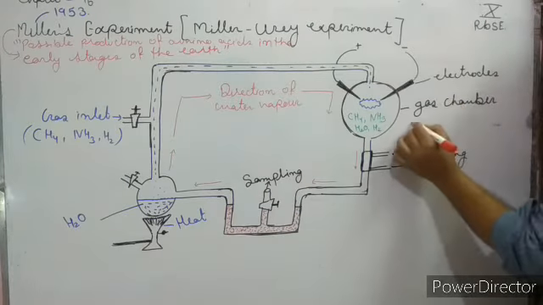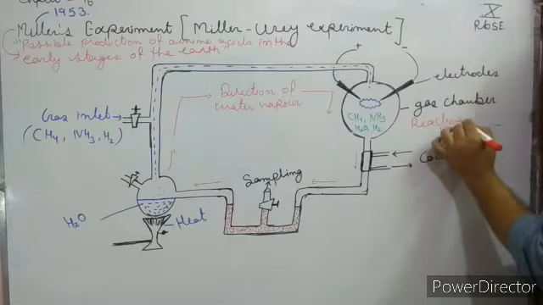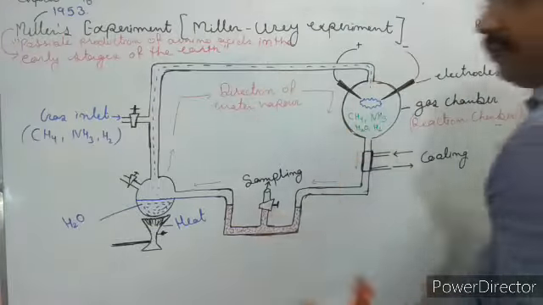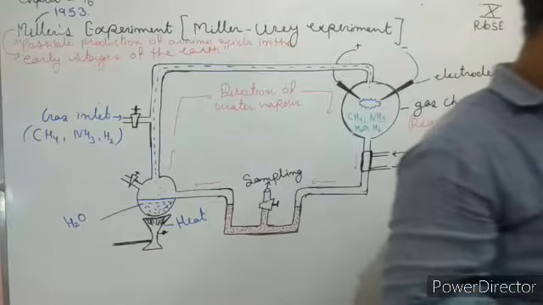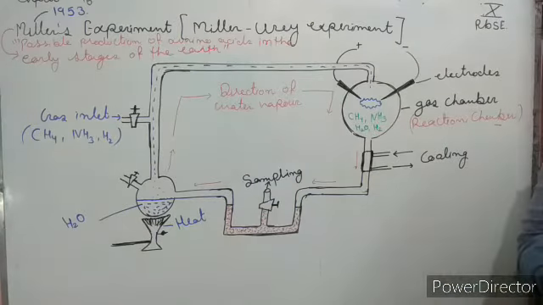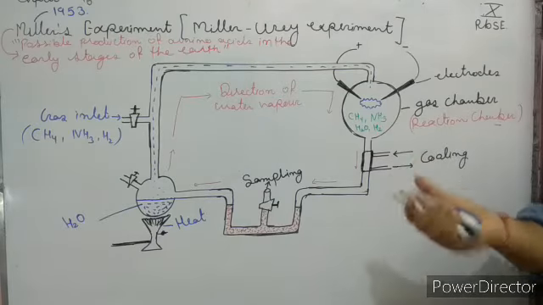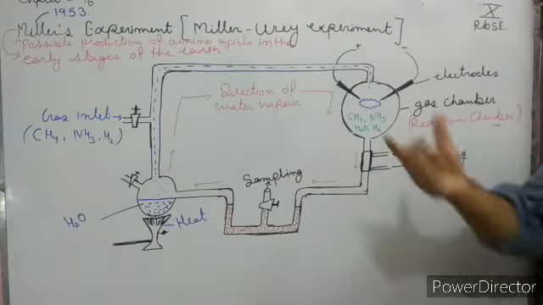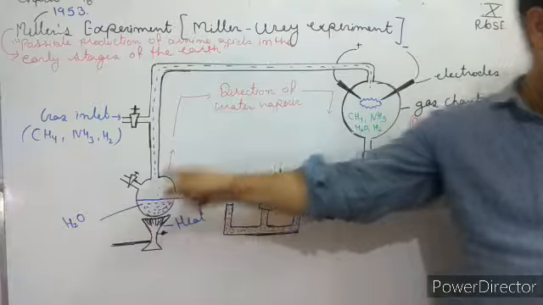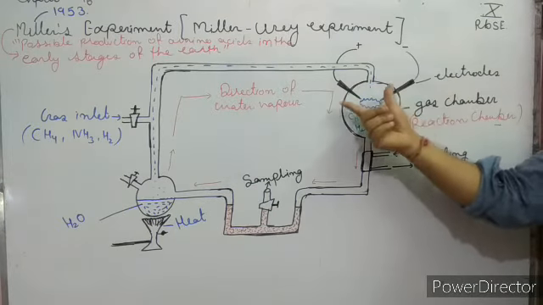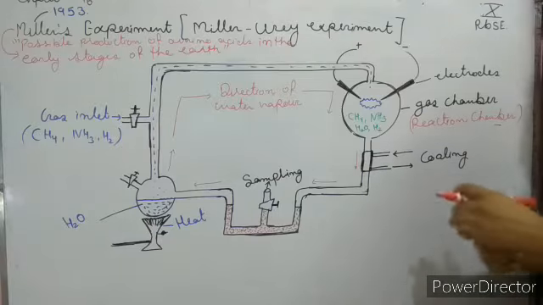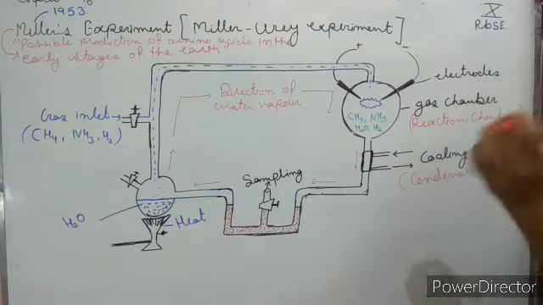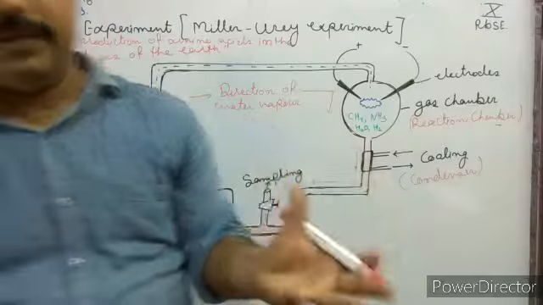There is a gas chamber, or we can say a reaction chamber. In this reaction chamber, he created the primitive conditions of the Earth in an electric discharge tube, or electric discharge device. This device consists of a round bottom flask, an electric immersion bulb and a cooling condenser, which condenses the gases into liquid.